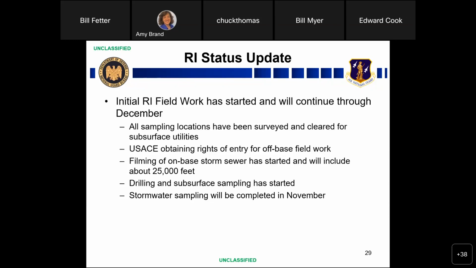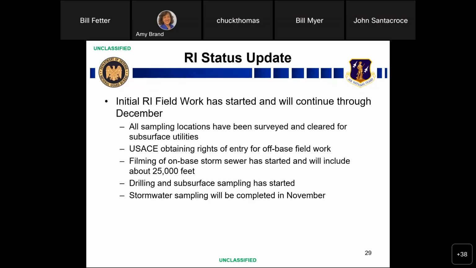And filming of the on-base storm sewer, and I'll hand this over right now to John Santacroce because he can give you probably more details about the closed circuit TV filming and the drilling and subsurface stuff. John, you want to hit those last 3 bullets? Yeah, thanks, Bill. We mobilized to the site to start the field work on September 19th.